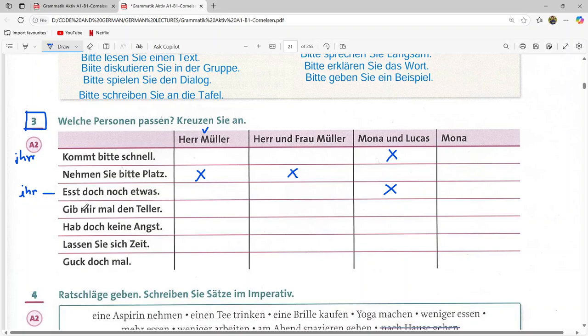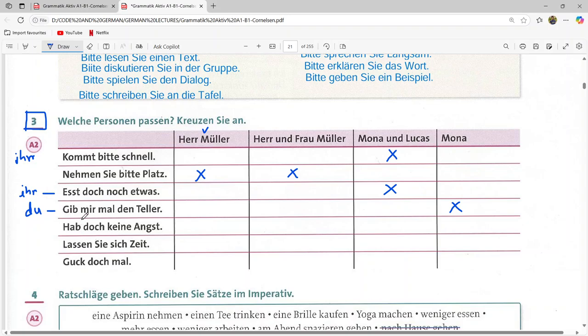Next one, gib mir mal den Teller. So give me the plate. So in this case it will not be used because this sentence is not in the Sie form. These two cases will not be used. Is this sentence ihr form? No, this sentence is not in the ihr form. Why? Because there is no t here. So this sentence is in the du form. So in which case is du used? Only in Mona's case. So this sentence fits with Mona.